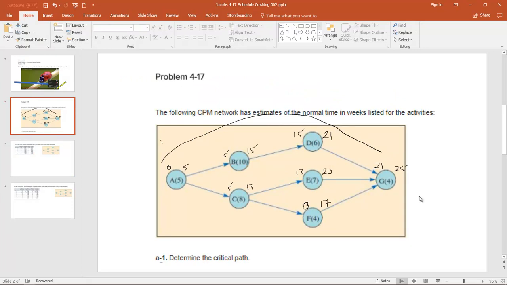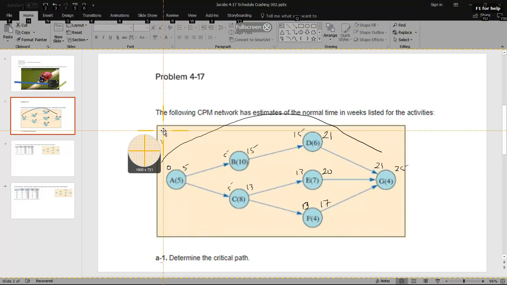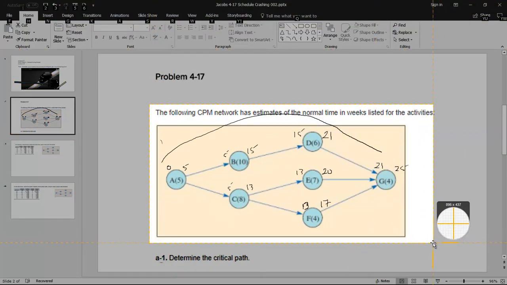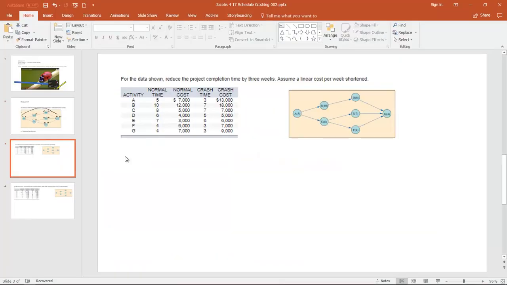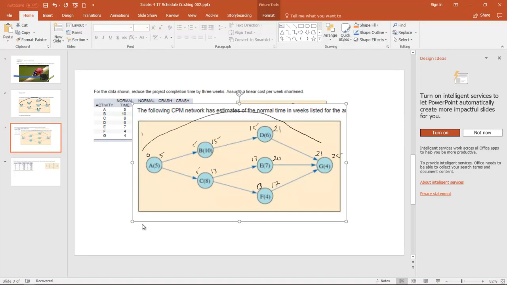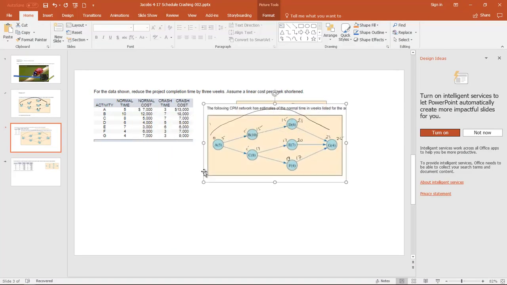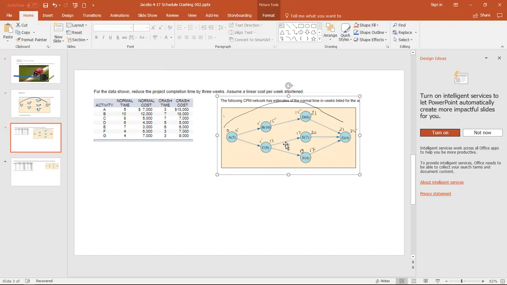Okay, so let me take a quick screenshot of this. We want to bring this forward. I want to use this going forward. Grab that. Go to the next page, Control V. Okay, I just wanted to have an image of our analyzed network here.